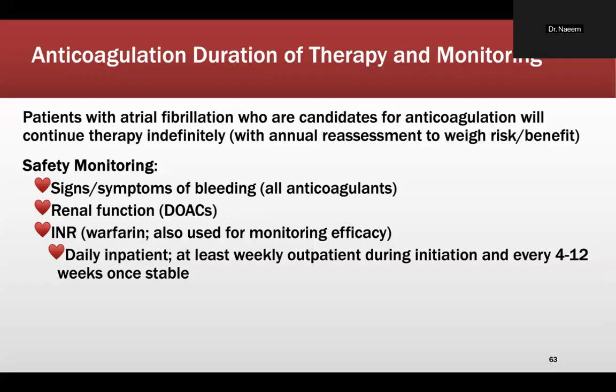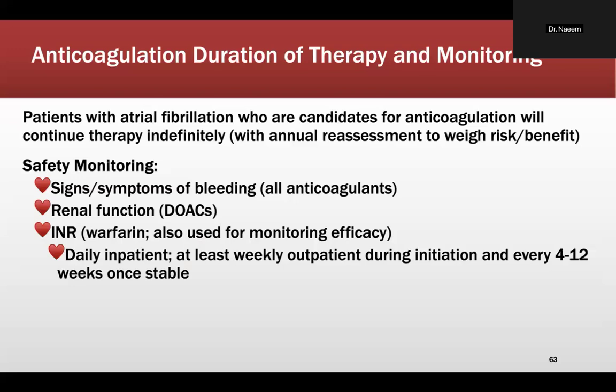But we continue to weigh the risk and benefit, and whether that ratio looks to be pointing in a certain direction. Say, for example, the patient has a history of bleeding with the anticoagulant, then we would probably reconsider whether this is the best thing that we need to do for the patient.